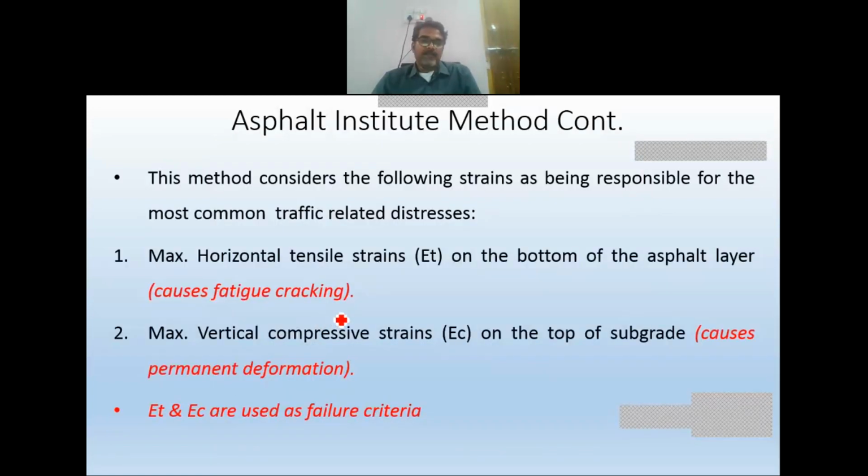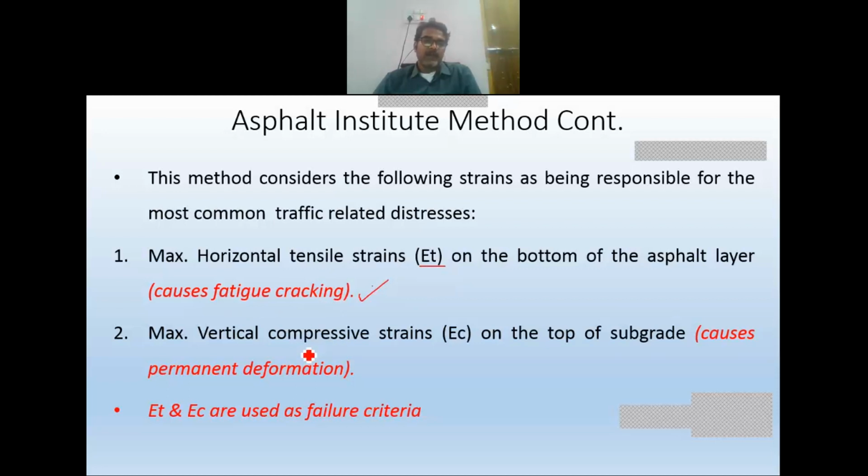In the Asphalt Institute method, we generally consider two strains, as I mentioned: fatigue and rutting. In the case of fatigue cracking, the horizontal strain ET is developed at the bottom of the asphalt layer. The asphalt layer is the bituminous concrete layer of considerable thickness. At the bottom of that layer, this horizontal tensile strain is developed, and we need to limit the horizontal tensile strain while designing the flexible pavement. This failure is said to be fatigue cracking.